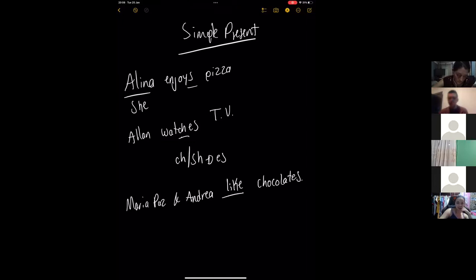In this case, the verb is not going to be modified because Maripaz and Andrea is the same as saying they. Okay? So for any subject such as they, you, we, or I, the verb is going to remain the same. But if it's a subject such as he, she, or it, it's going to be modified, adding an S to the end of the verb or an ES if the verb ends on CH or SH.